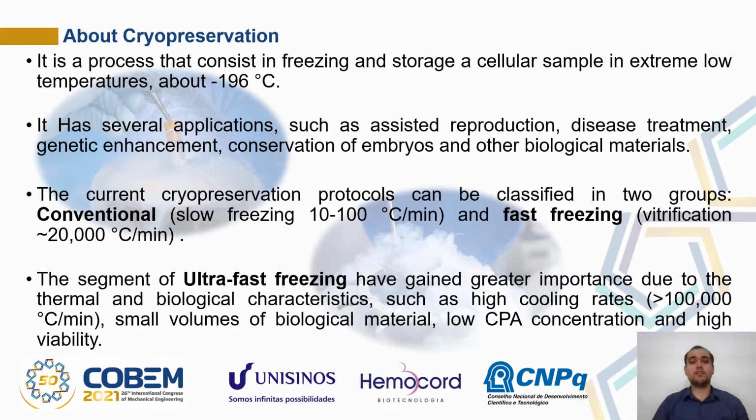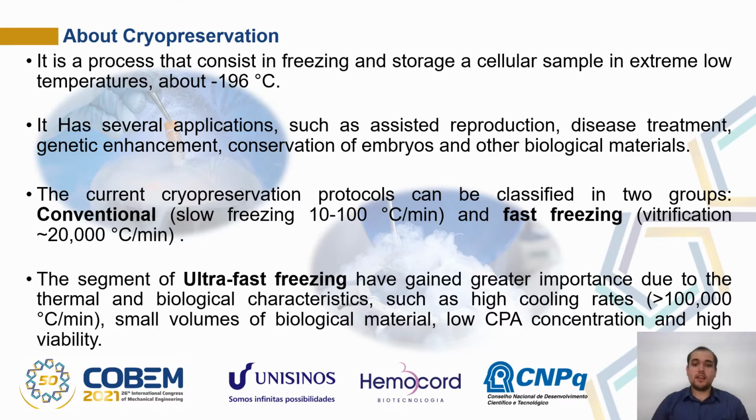Cryopreservation is a process that consists in freezing and storing a cellular sample at extremely low temperatures, about -196 Celsius degrees. It has several applications such as assisted reproduction, disease treatment, genetic enhancement, conservation of embryos, and other biological materials. The current cryopreservation protocols can be classified into groups: conventional or slow freezing with cooling rates up to 100 Celsius degrees per minute, and fast freezing or vitrification with cooling rates around 20,000 Celsius degrees per minute.